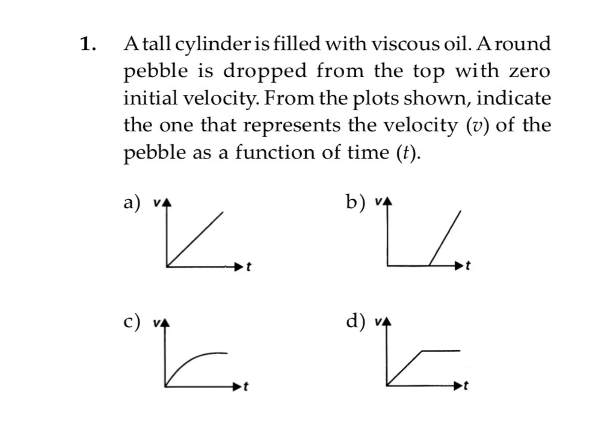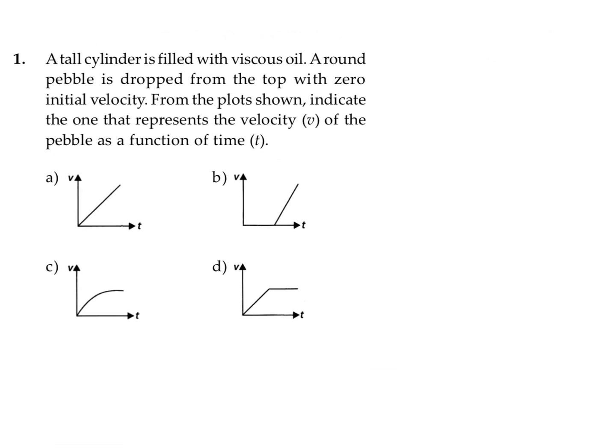In this question, it is given that a tall cylinder is filled with viscous oil, and a pebble is dropped from the top with zero initial velocity. From the plots shown, identify the one that represents the velocity of the pebble as a function of time.